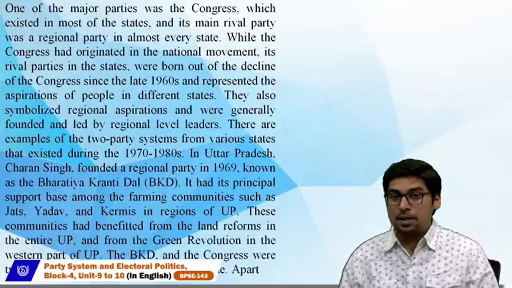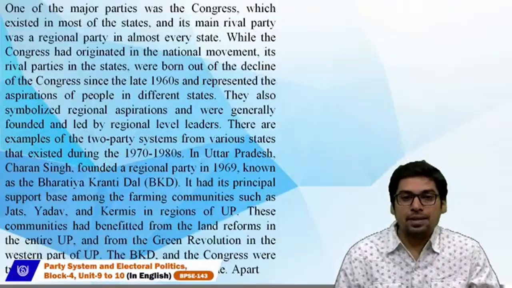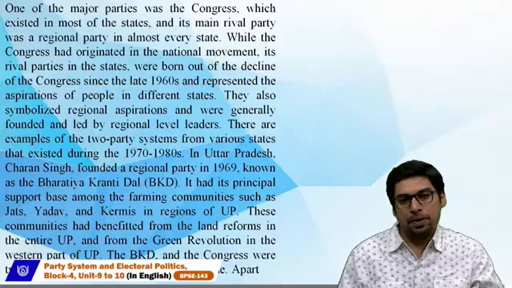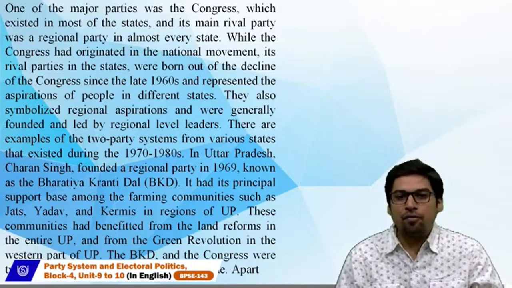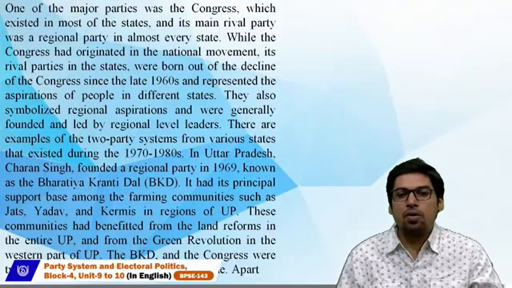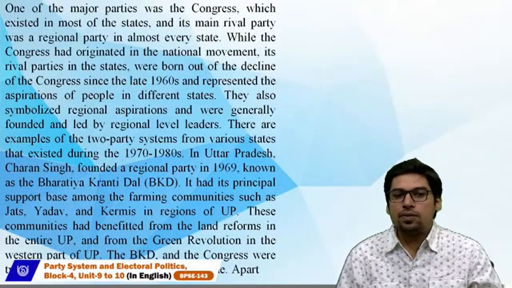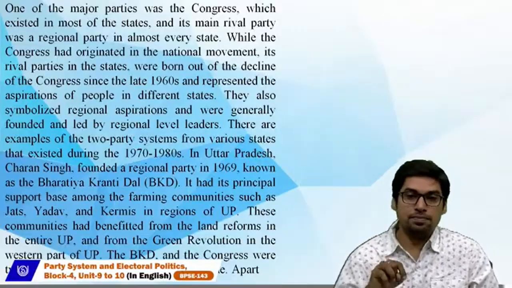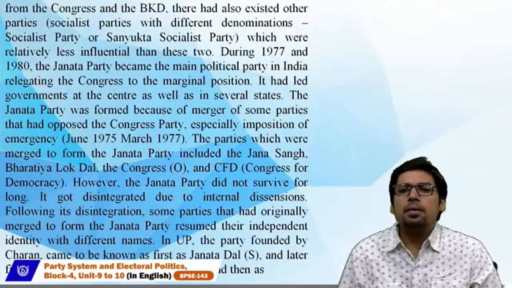Basically, this party was supported by Indian farmers, basically UP farmers, such as Jats, Yadavs, and Kurmis in the region of UP. These communities had benefited from the land reform in central UP, and from the Green Revolution in the western part of UP. The BKD and the Congress were the two most influential parties in UP at that time, in the 1960s era.